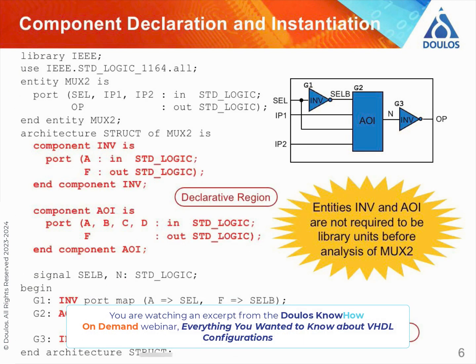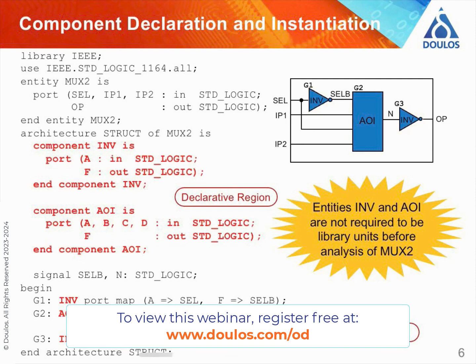A way to get around this problem is that rather than directly instantiating an entity, we instantiate what's called a component. A component is a placeholder, a socket if you like, into which an entity will eventually be placed. By instantiating a component, we're saying there is going to be an instance of something which looks like this. It has this name, it has these ports, but we're not going to tell you which entity it really is yet.